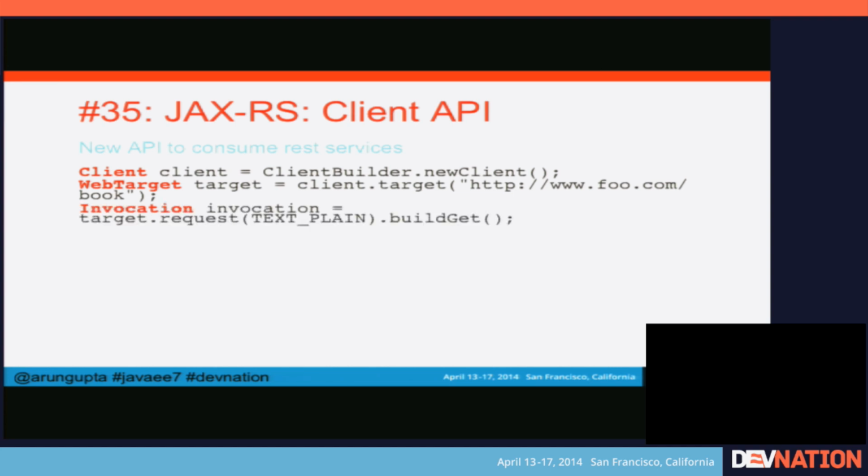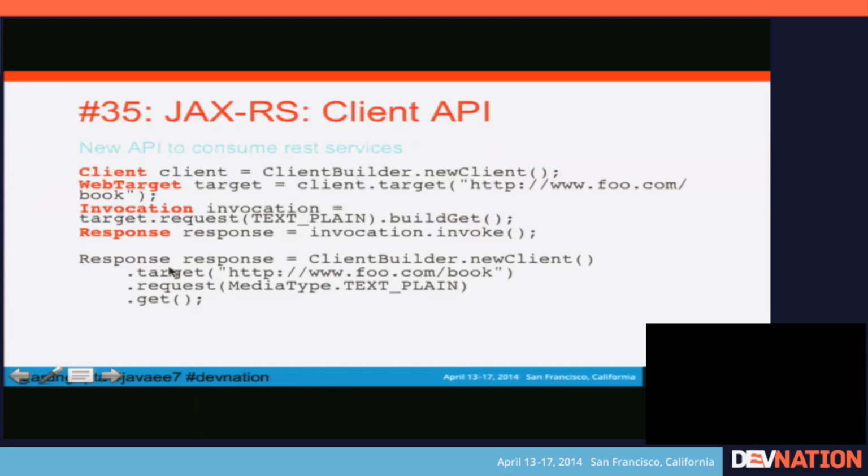Then I'm going to build a plain invocation object. I could use this invocation object later, or I could use it now. In this case, I'm using it now, so I'm saying invocation.invoke, and I'm getting a response object. That's one way of getting a response. The other way is you can just use a clean, fluent API. So you say build a new client, set up a new target, build the request, and get it. So both options are available.